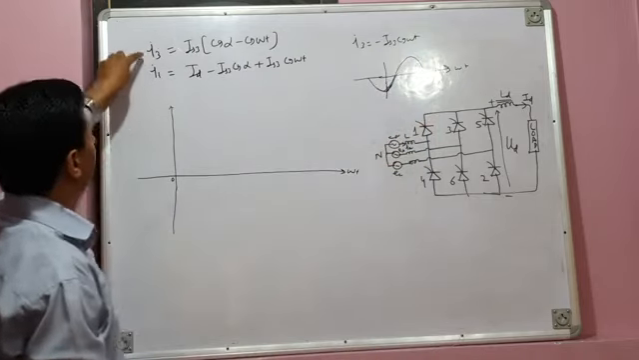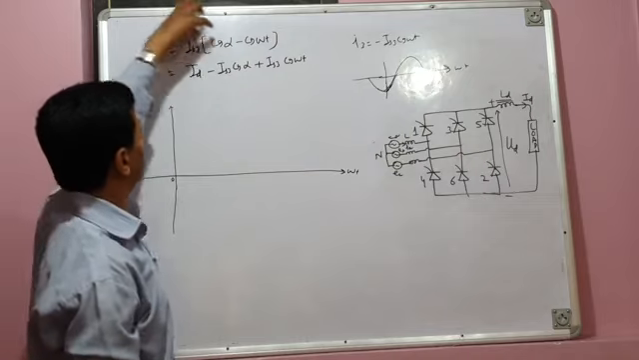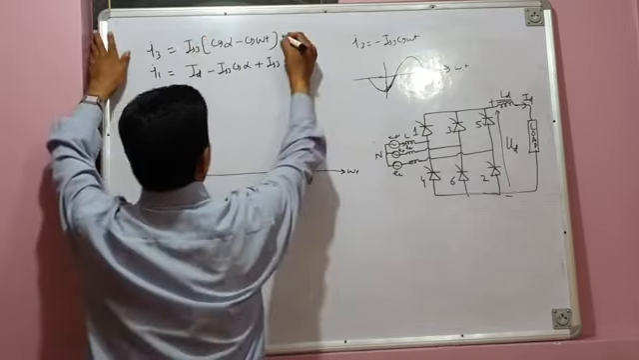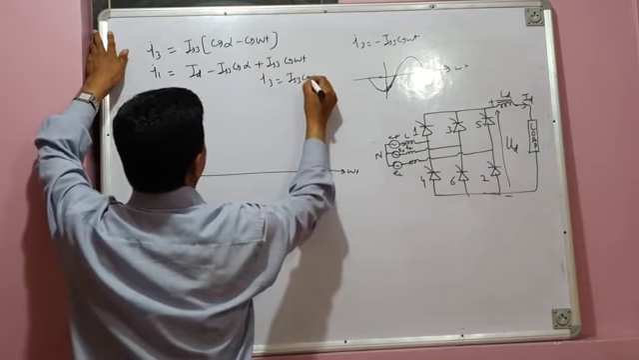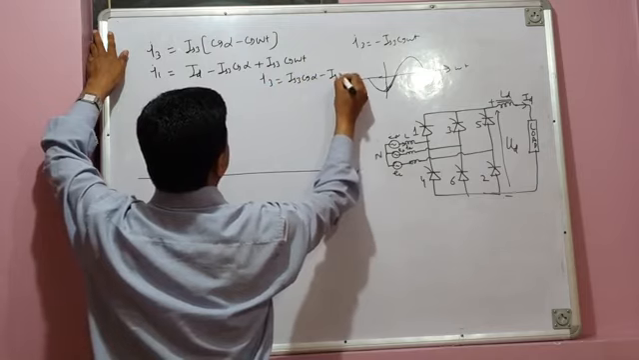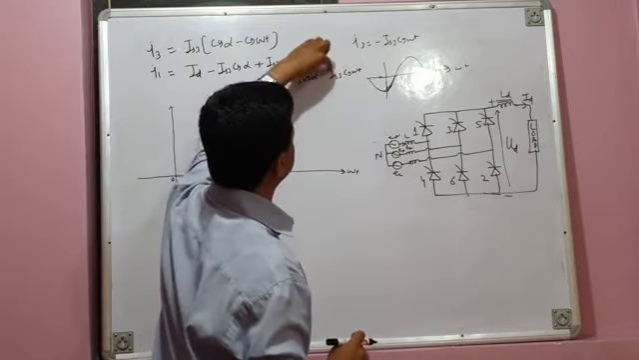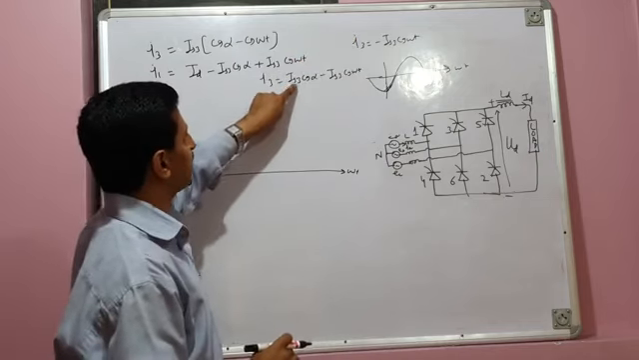But actually my valve current is IS3 cos alpha minus IS3 cos omega t. So see, I3 is equal to IS3 cos alpha minus IS3 cos omega t. It clearly tells me that it is a negative cosine wave, but its axis is shifted.